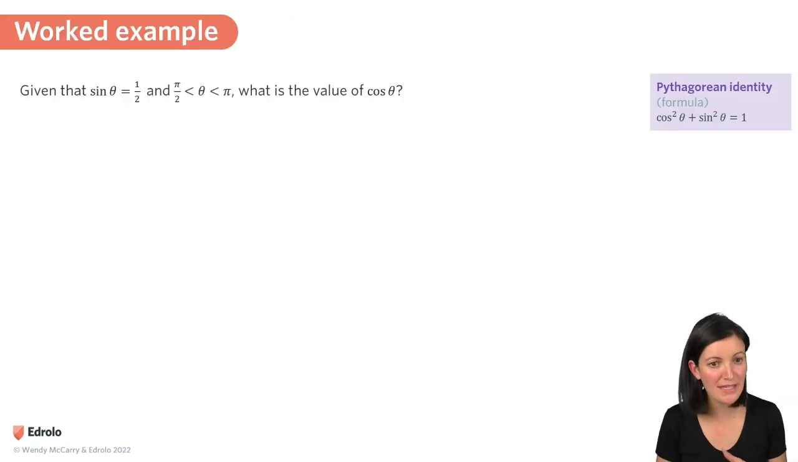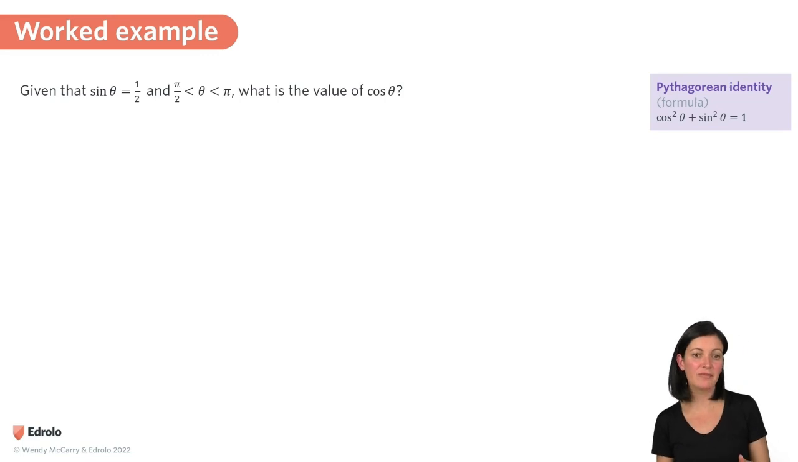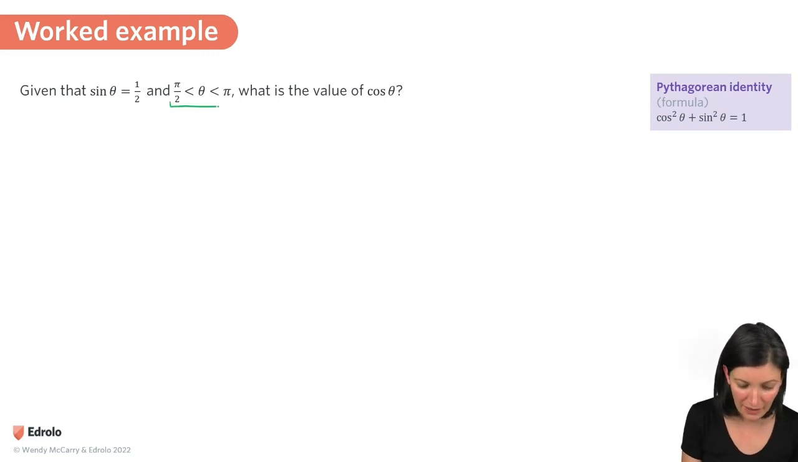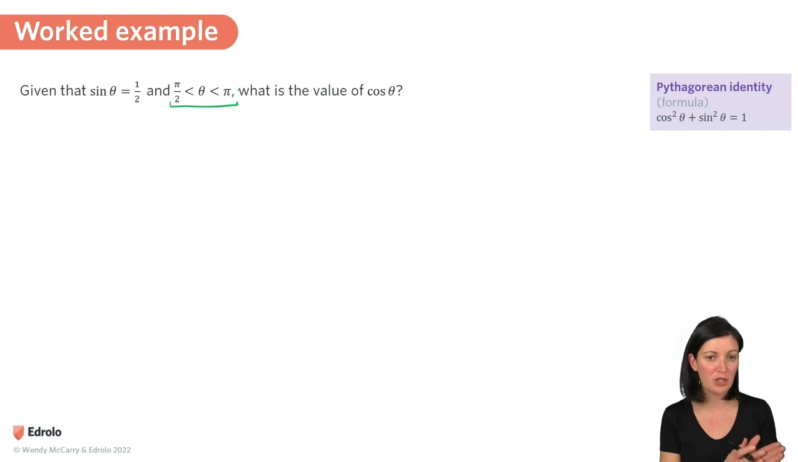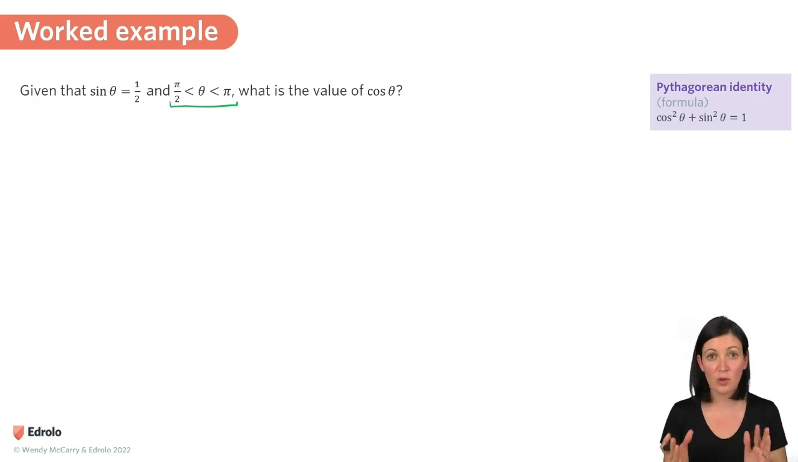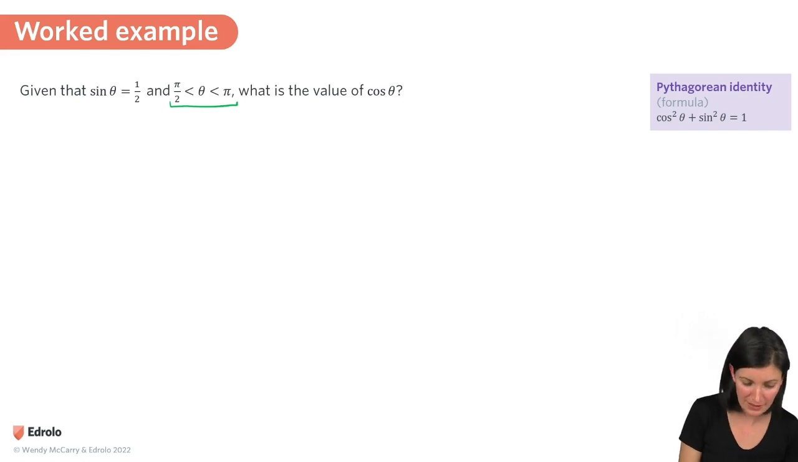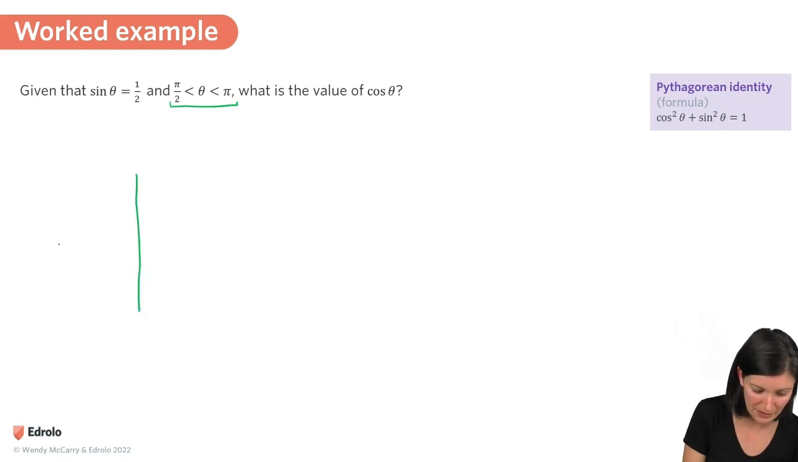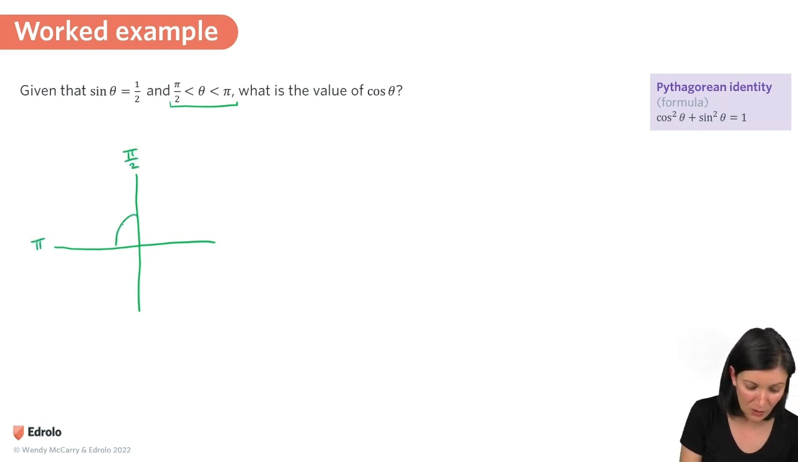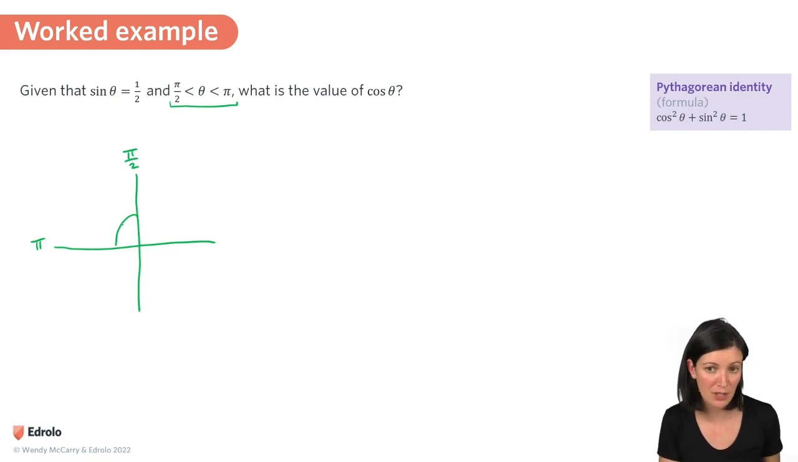Okay, so this question says, given that sine of theta is a half, and theta is between pi on 2 and pi radians. Okay, so that's telling us which quadrant our angle is in. So let's investigate that first. Pi on 2 is here, and pi is here. So we're looking for an angle that is in the second quadrant, okay?